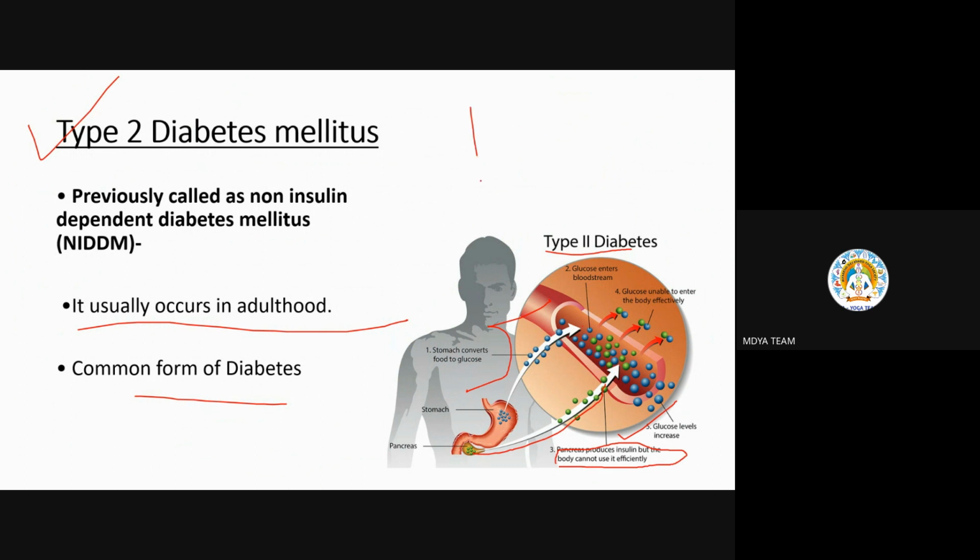And as the condition is that glucose level is increasing in the bloodstream, this situation is called diabetes mellitus. This kind of diabetes mellitus is called type 2 diabetes mellitus. Understood? Yes, ma'am.